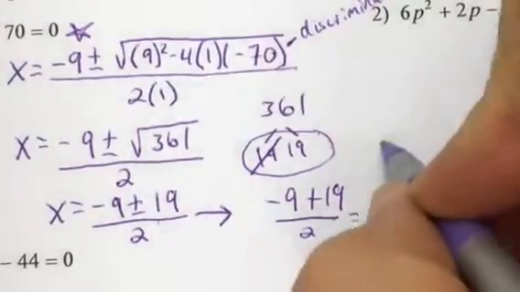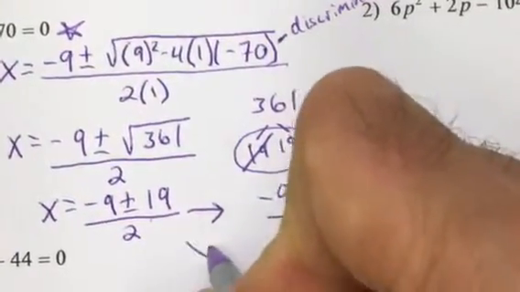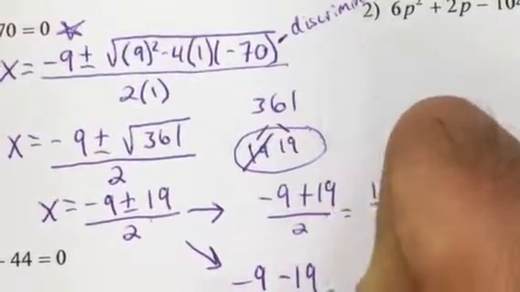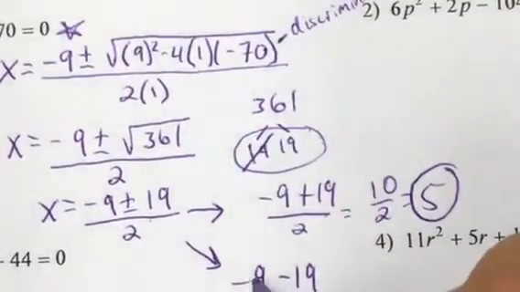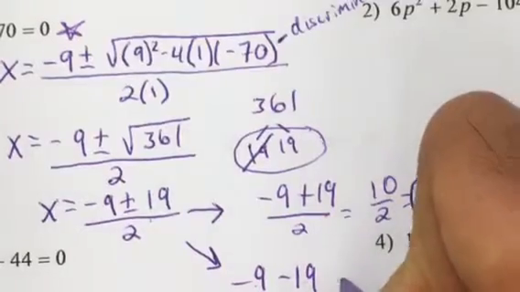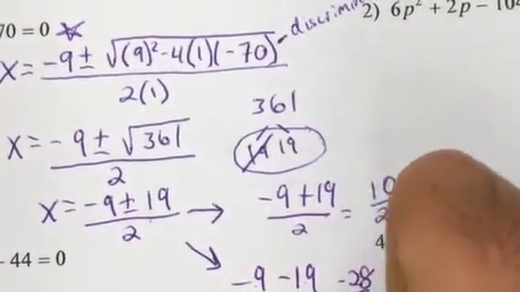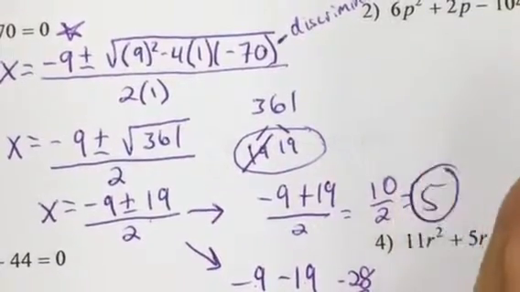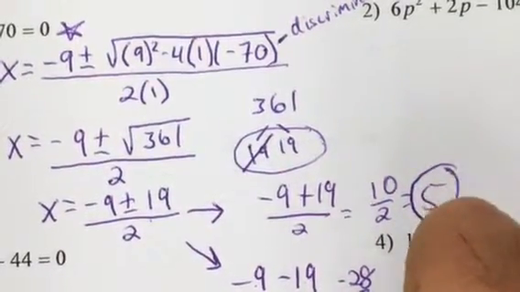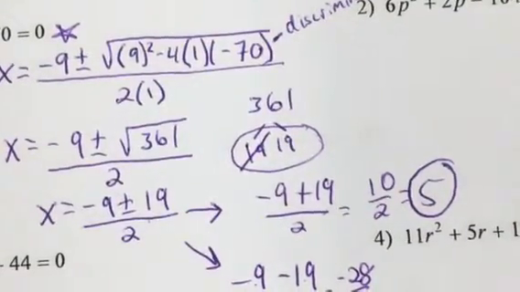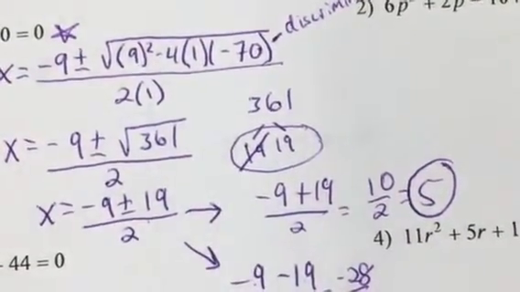That's one solution. The other one is negative 9 minus 19 divided by 2. Negative 9 minus 19 is negative 28 divided by 2, negative 14. Okay. Those are going to be our two solutions for this one.